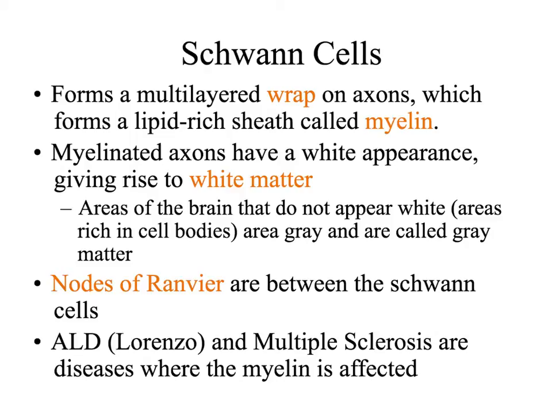Areas of the brain that do not appear white, that are rich in cell bodies, are called gray matter. There are spaces between the Schwann cells. Those spaces are called the nodes of Ranvier. And if you watched Lorenzo's Oil in regular bio, ALD, which is what Lorenzo had, and multiple sclerosis are diseases where this myelin is affected.